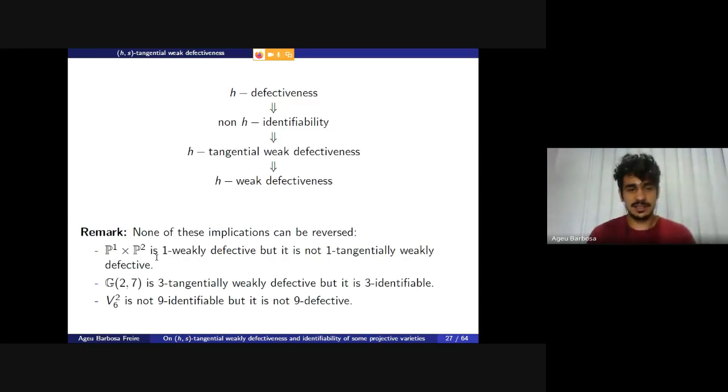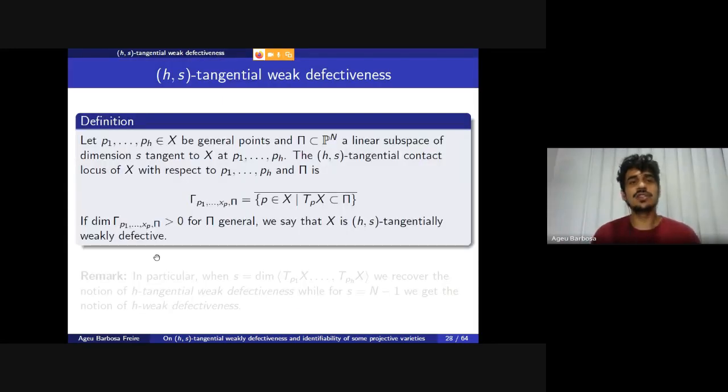And from this question, we can generalize it for a general variety X, and we get the notion of hs tangential weak defect, which says that if you consider h general points p1 up to ph in X, and we denote by pi a linear subspace of dimension s, which we suppose contains the tangent space of X at each one of these pi, we define the hs tangential contact locus of X with respect to p1 up to ph and the linear subspace pi to be the closure of the set of points in X for which the tangent space of X at these points is contained in the linear subspace pi. And when we take pi general, and this hs tangential contact locus always has positive dimension for pi general, we'll say that our variety is hs tangentially weakly defective.